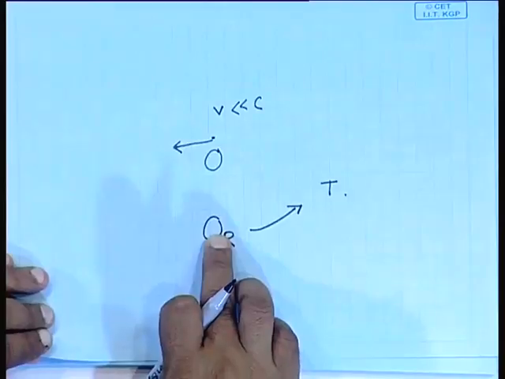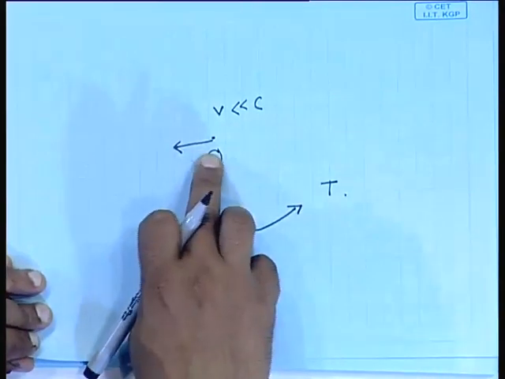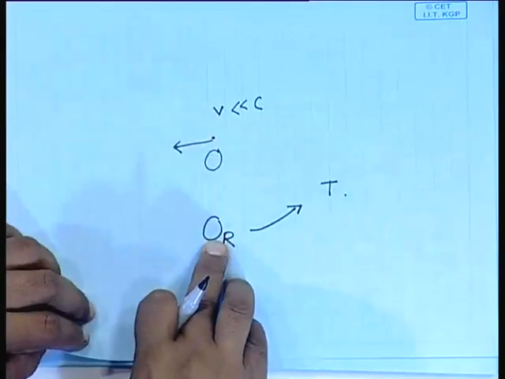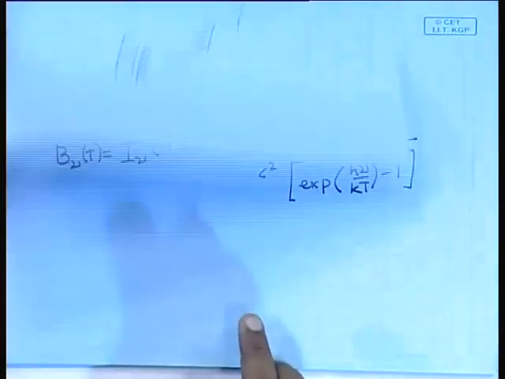So, the question that I had asked you just now is that there is an observer inside the CMBR who sees that kind of a spectrum. Now, another observer is moving with the velocity v with respect to this observer. What will such an observer see?